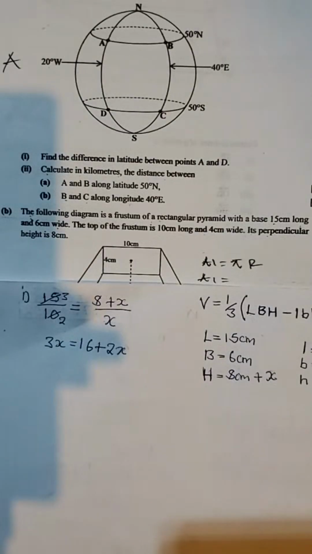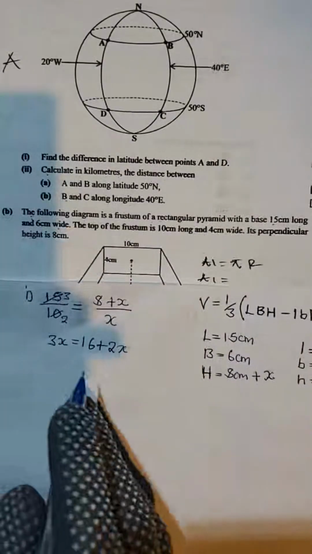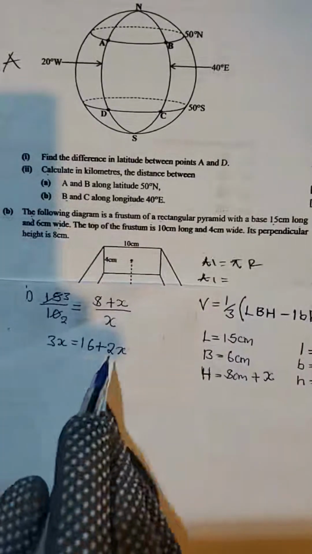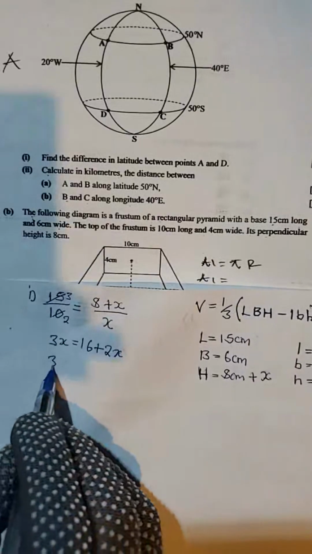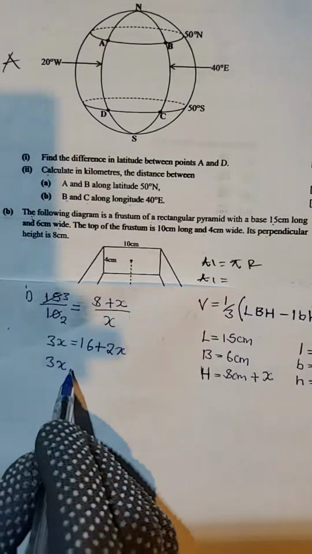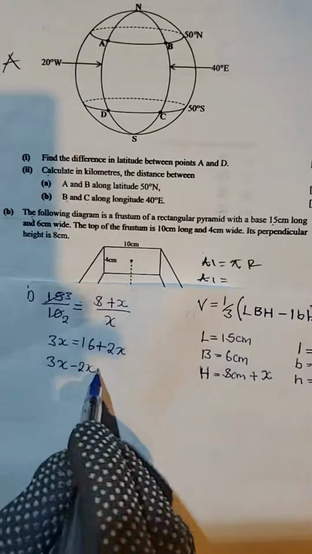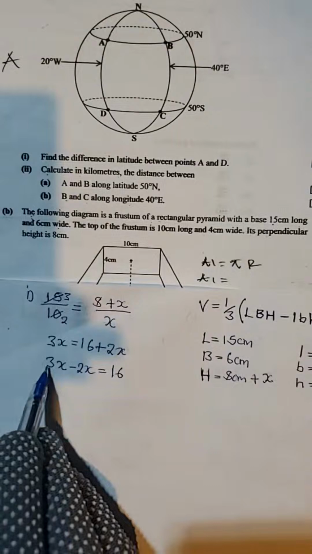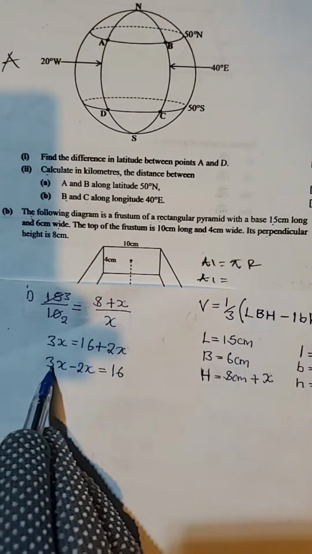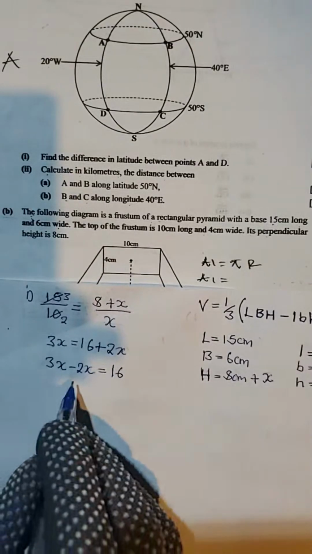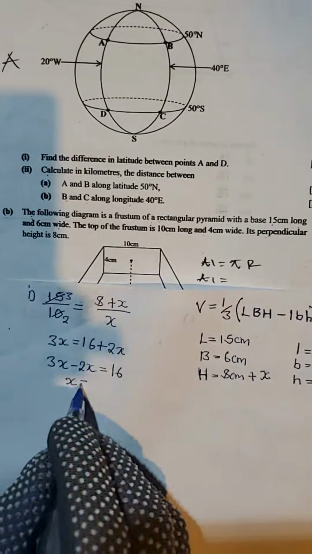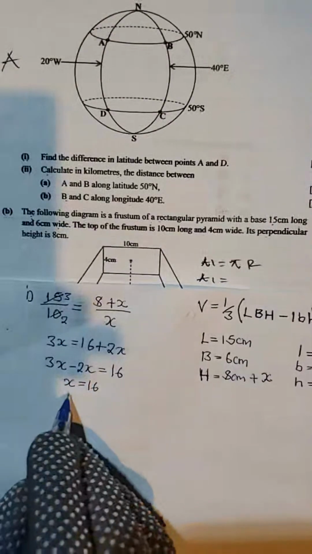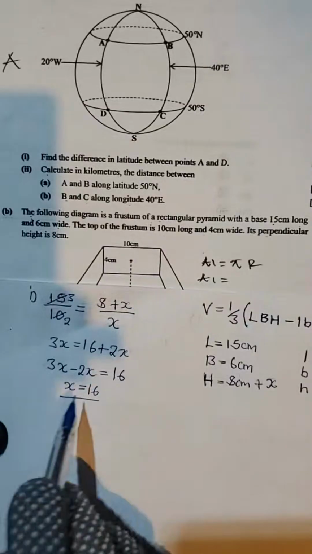If you've just joined, guys, we're solving 2023 mathematics paper 2. Just revising. Then for x, the 2x crosses the equals sign, it becomes negative 2x. So 3x minus 2x is just what? x, which equals 16. So we have found the value of x.